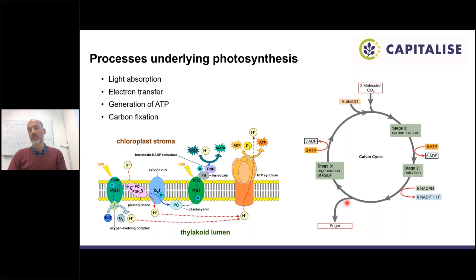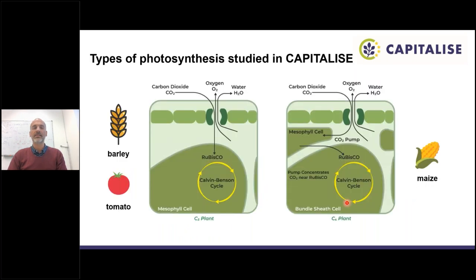But of course, we have different types of photosynthesis across plants. We study two different types of photosynthesis in the context of Capitalize, and we try to understand what is the natural variation that exists for different types of photosynthesis-related traits in plants which have C3 photosynthesis, such as barley and tomato, in which the Calvin-Benson cycle runs in the mesophyll cell, and then maize as a representative C4 species in which photosynthesis is divided between two cell types, mesophyll cell and bundle sheath cell, in which the Calvin-Benson cycle takes place.